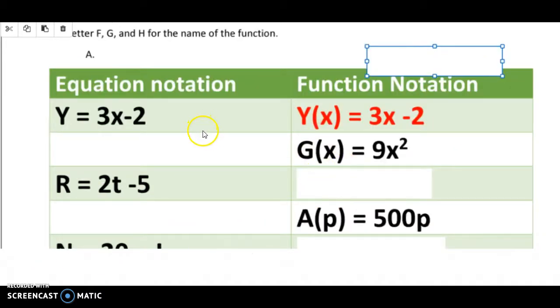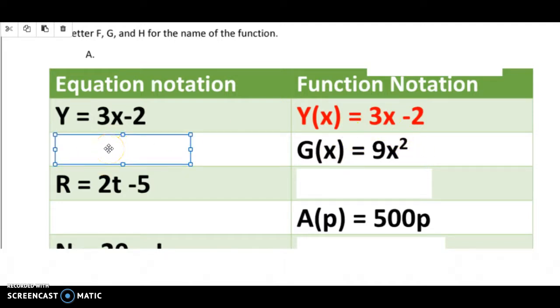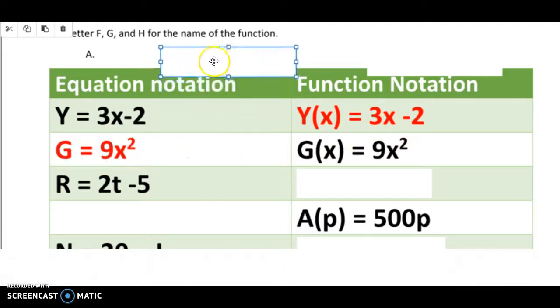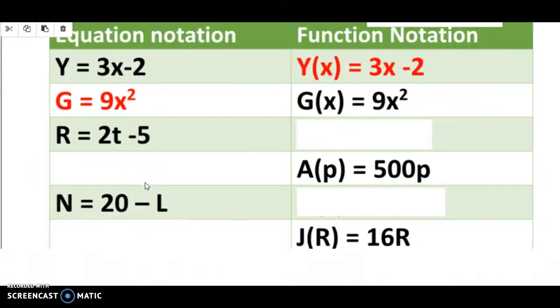I'm going to rewrite this function into an equation. So you have g of x. G is a function of x, which is equal to 9x squared. So your input, what's going to go inside the parentheses, is again going to be x. So it would be g equal 9x squared.